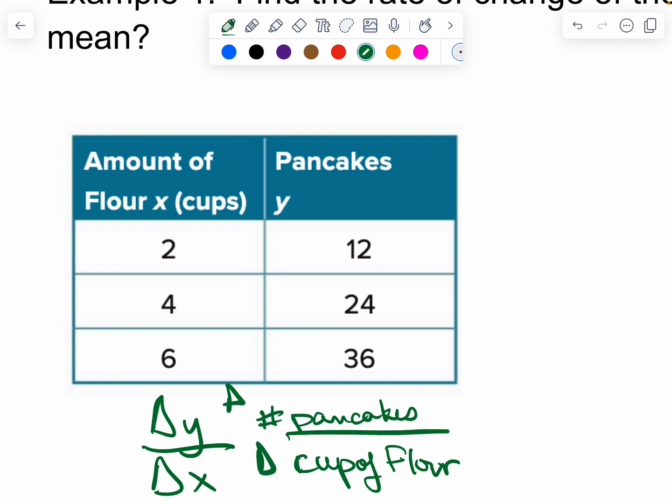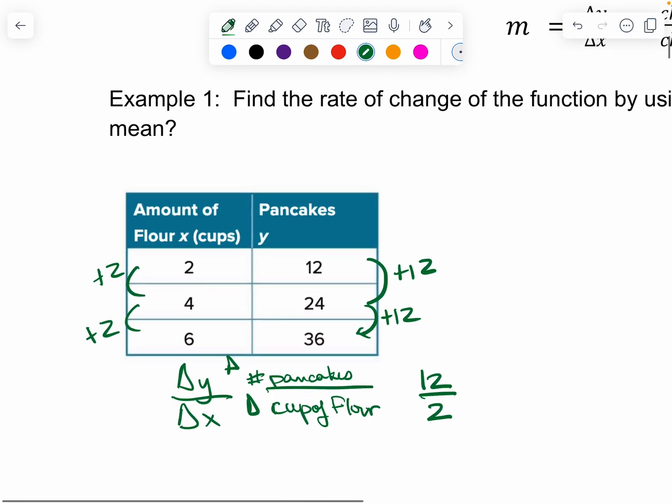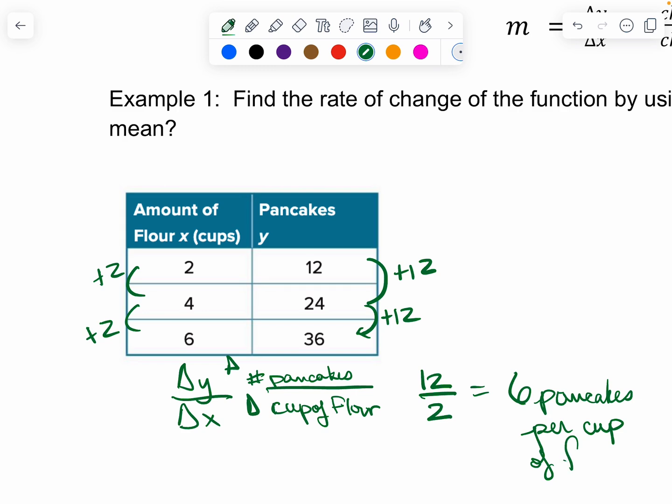So it wants to know the difference between 1 to 1. So if I look at this, that goes up by 12. This goes up by 12. This goes up by 2. This goes up by 2. So the change in the pancakes is 12. The change in the cups of flour is 2. So I simplify my fraction and I get 6 pancakes per cup of flour.